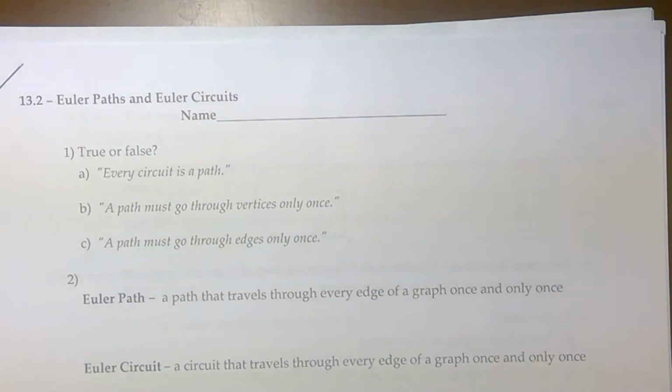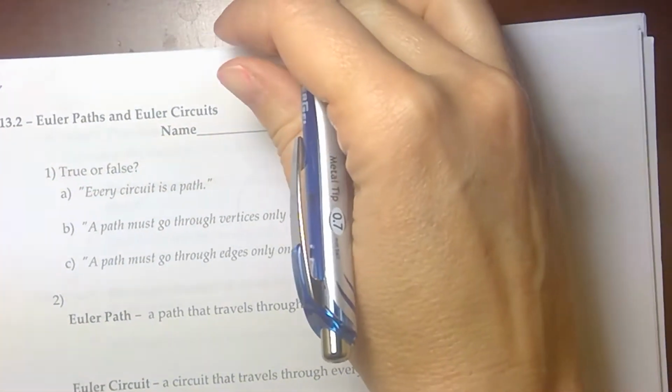In Chapter 13, Section 2, we talk about what we call Euler paths and Euler circuits. In 13.3, we're going to talk about Hamilton paths and Hamilton circuits. In 13.1, we introduced graph theory, and we talked about general paths and circuits, just what that general definition is and what that looks like. Now we're moving on to specific types of graph theory.